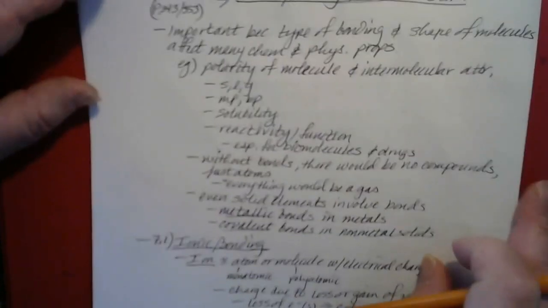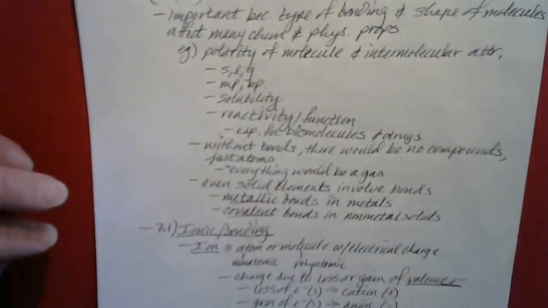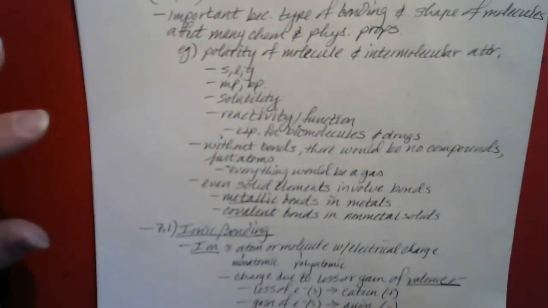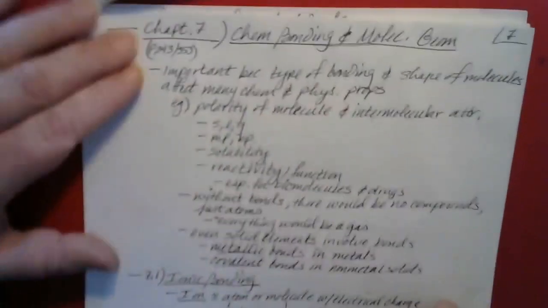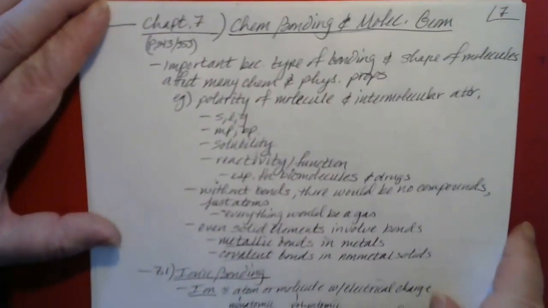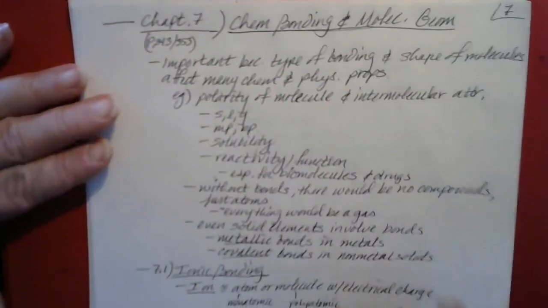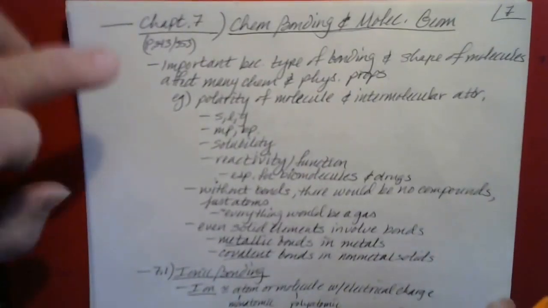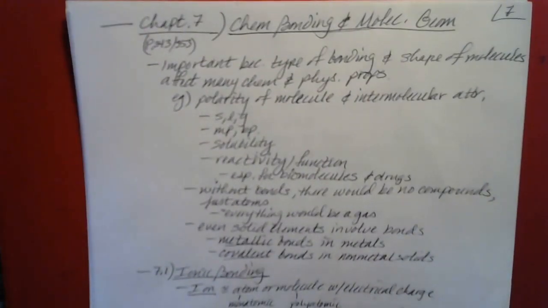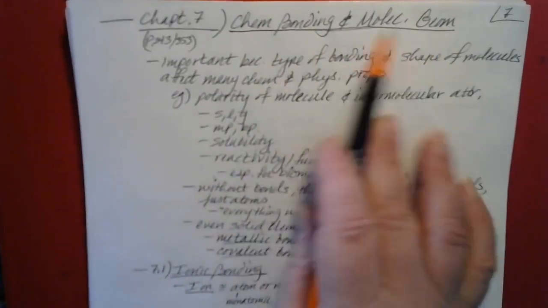And so we'll hopefully be able to go fairly quickly over the first few sections of the chapter and get those out of the way because, like I said, there's stuff that we've heard before. Chapter 7 is about chemical bonding and molecular geometry.